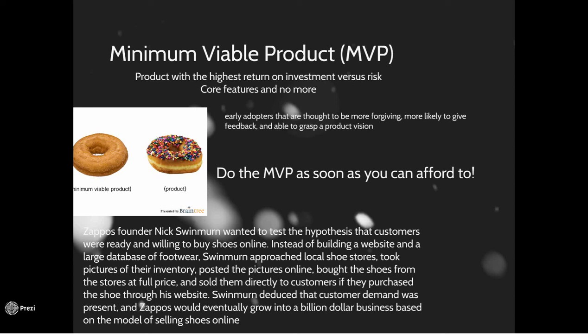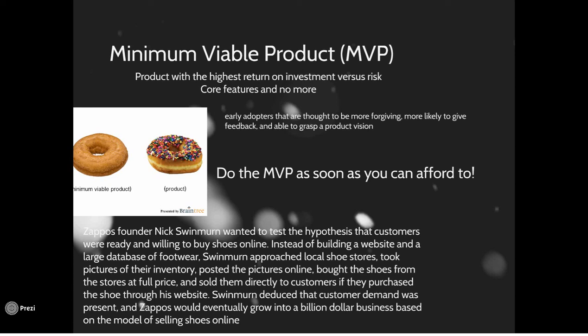You have to test to see if there is a market. Early adopters are the ones that are going to be more forgiving, more likely to give feedback, and able to grasp product vision. They're the ones that you want on board, and they're honestly the customers in the beginning, and they can be incredibly helpful. So listen to them.